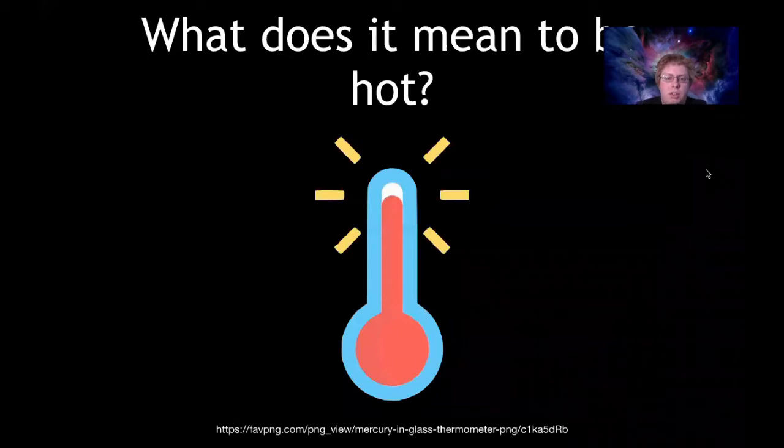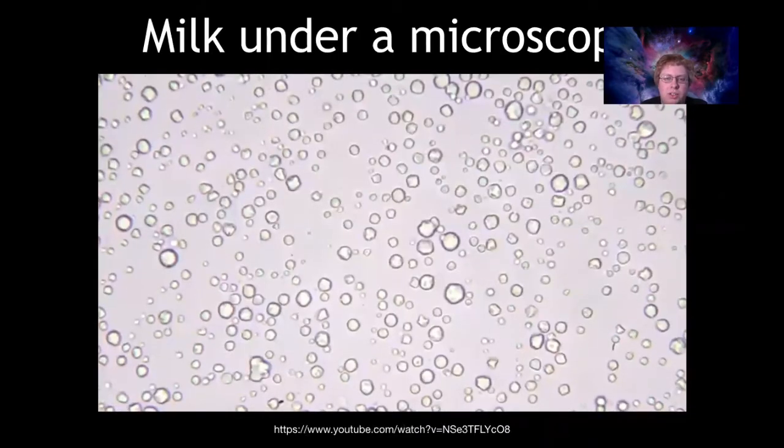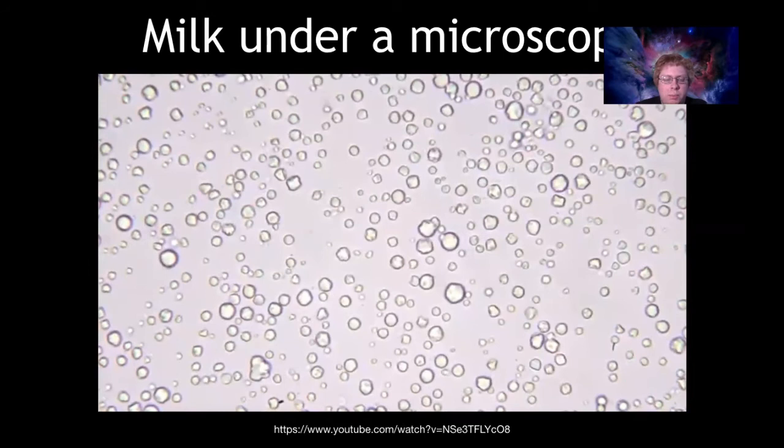So the main question I want to get at to start is, what does it mean for something to be hot? Of course, we all know what hot feels like. We've all burned our hands on a hot stove, and we've all felt the warmth of the sun on our skin. But what exactly is going on when something is hot physically at the microscopic level?